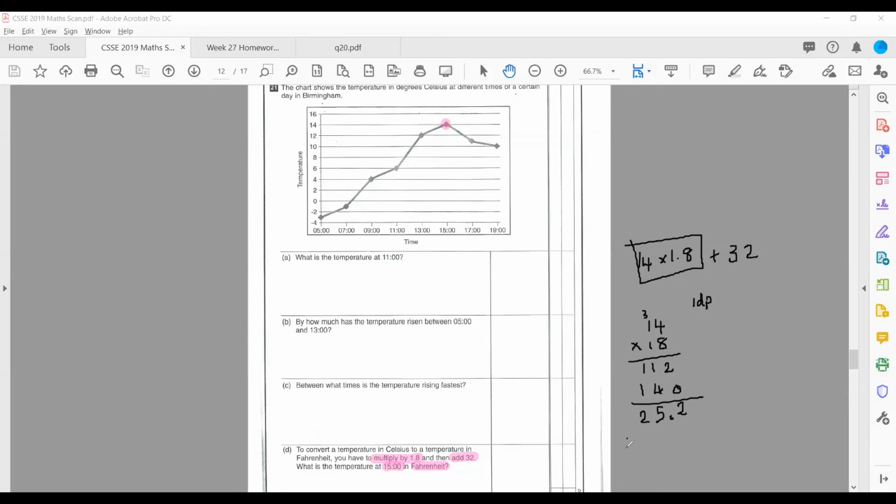Now I need to add 32. So 32.0 needs to be added to here. And that will leave me with 57.2 degrees Celsius. Okay, not degrees Celsius, sorry, degrees Fahrenheit.